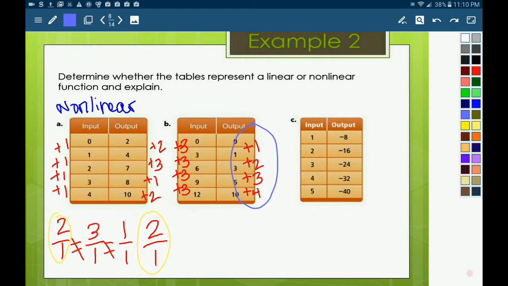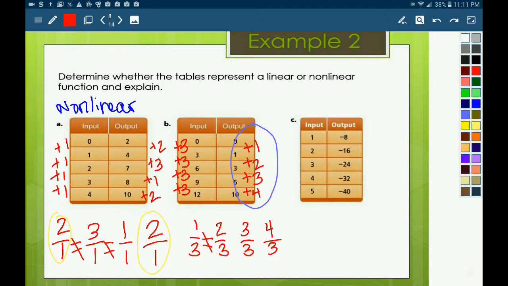But that's still not linear, because if we look at those ratios of outputs over inputs, we have 1 over 3, 2 over 3, 3 over 3, and 4 over 3. If you were to type these 4 ratios in your calculator, they would not equal each other.